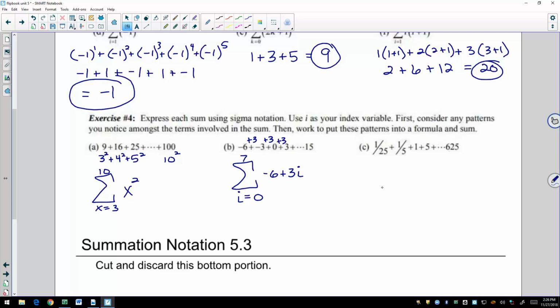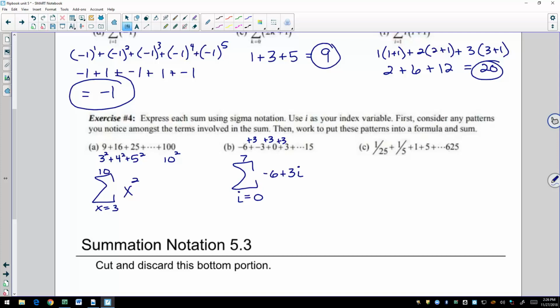So there's your answer. And the last one, you need to notice that these are all 5 to some exponent. 25 is 5 squared, 5 is 5 to the first, 1 is 5 to the 0, 5 is 5 to the first, 625 is 5 to the fourth.